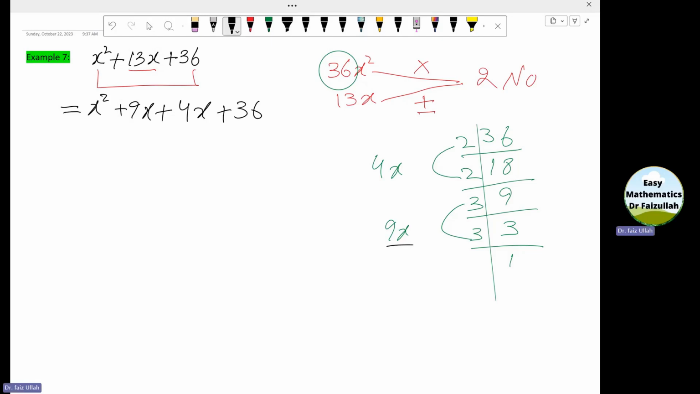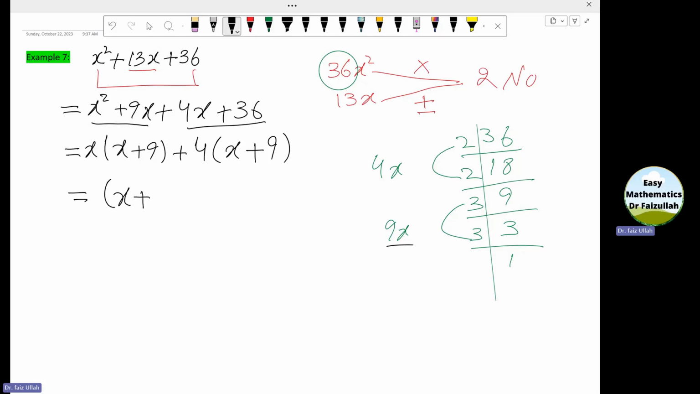Now we take common from the first two terms, and we can see x is common. So we have x plus 9. Then we take common from the last two terms. 4 is common. So we get x plus 9, because 9 fours are 36. Now we can see x plus 9 is common. Taking it common, in the first place the remainder is x, and plus 4 is the remainder in the second one. And that is the required factorization of the given expression.